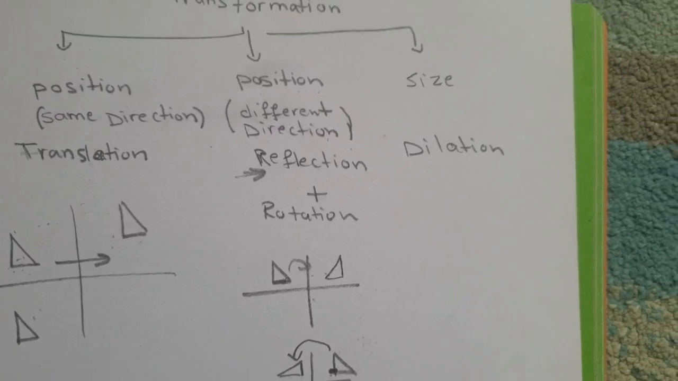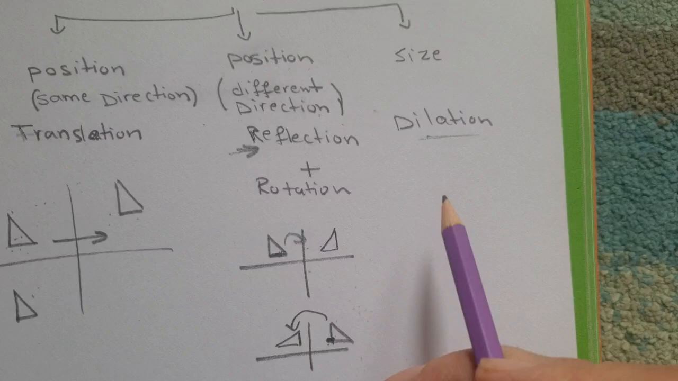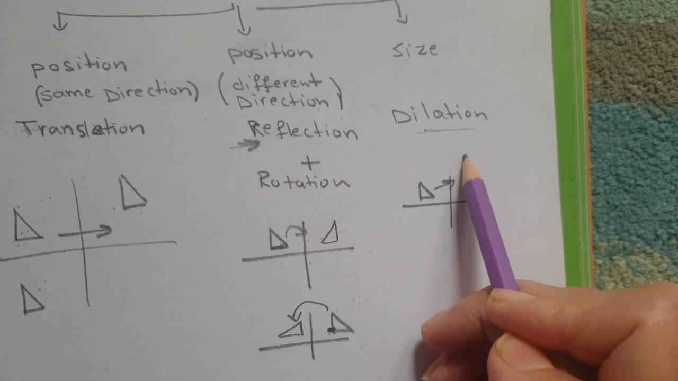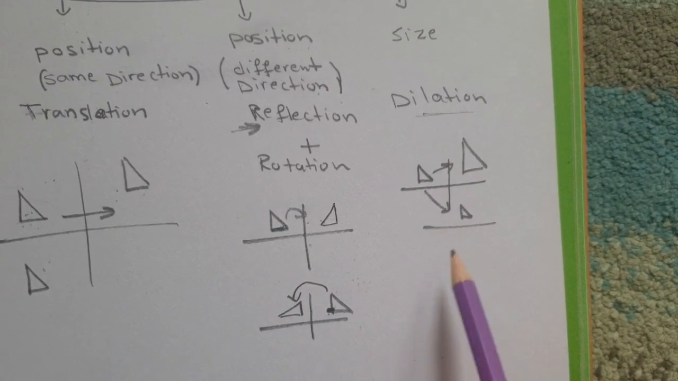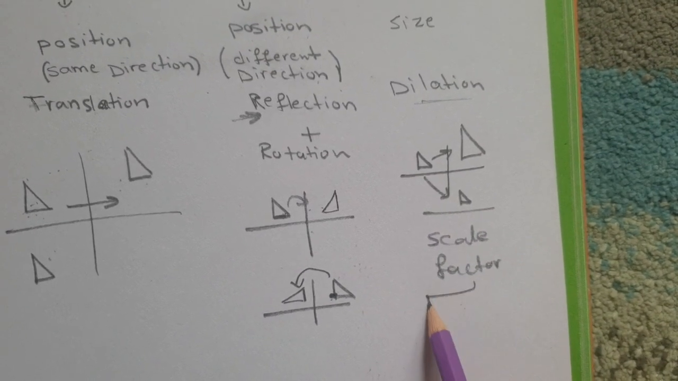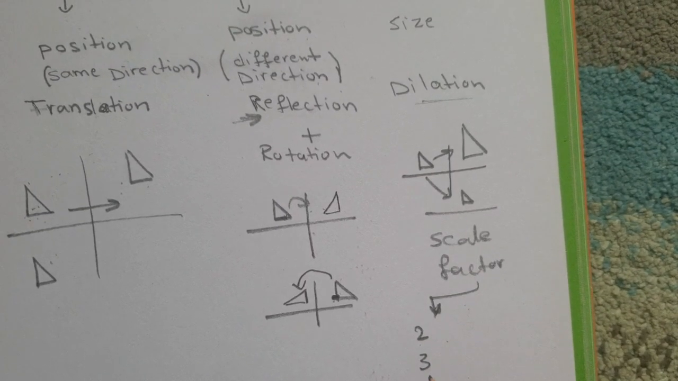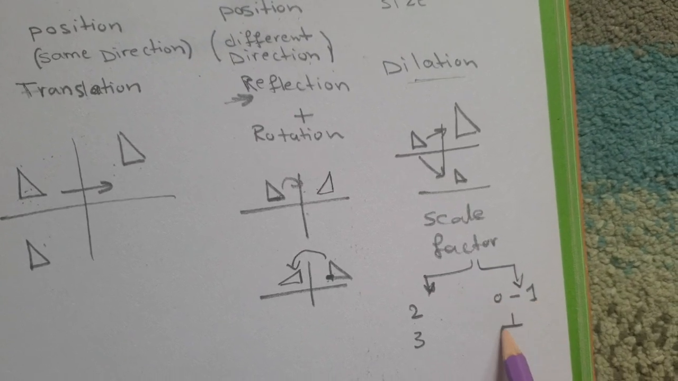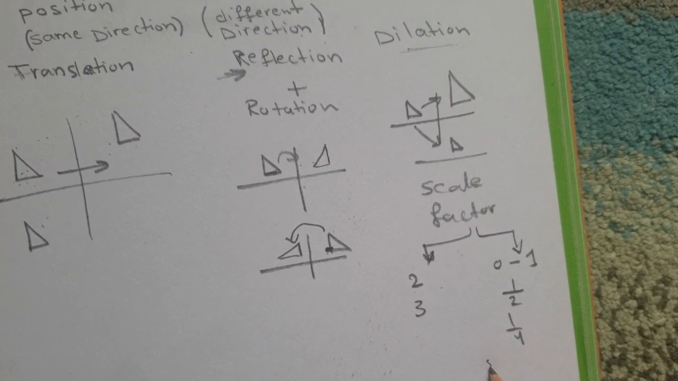The last kind of transformation is dilation. Dilation makes my shape, for example here my triangle, become bigger or smaller, depending on what? Depending on the scale factor. If my scale factor is a whole number, like for example 2, 3, 10, 100, it becomes bigger. If it's less than 1, between 0 and 1, like 1 out of 2, 1 out of 4 for example, it will become smaller.